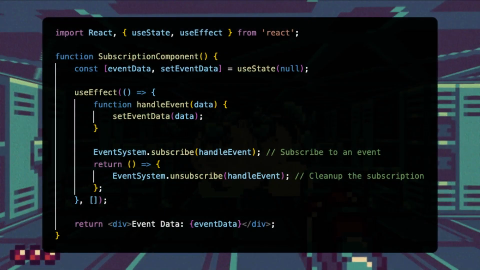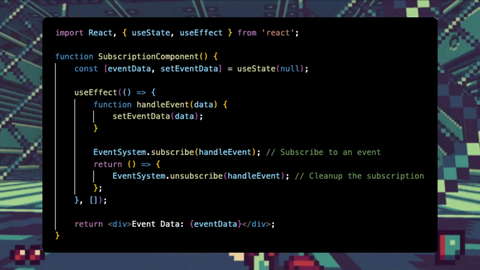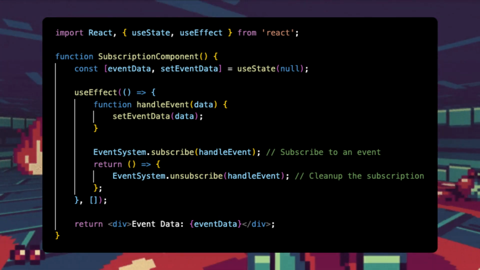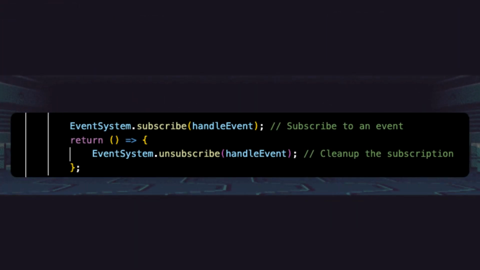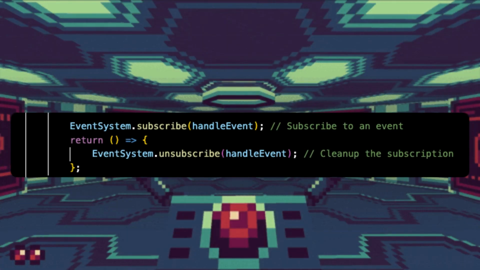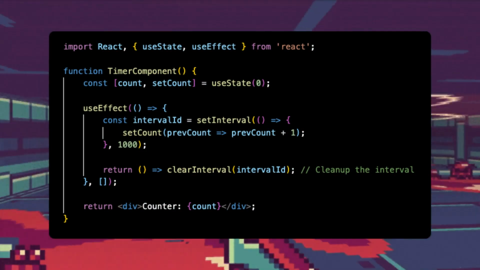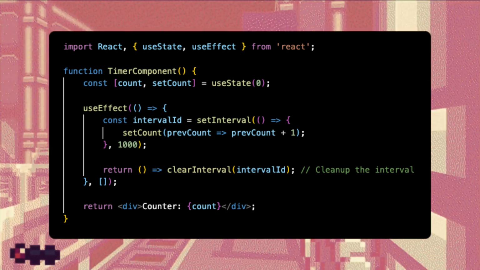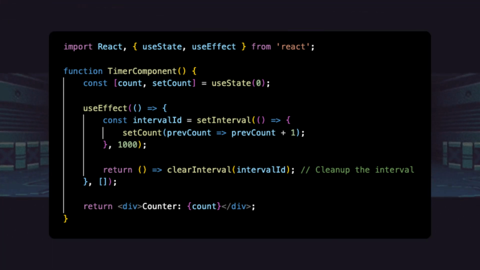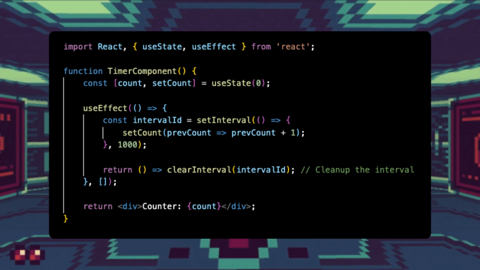In another example, you can see how to use useEffect to set up and clean up subscriptions. This example simulates a simple event subscription. And in the last example, we show setting up a timer using useEffect. It updates a counter every second.